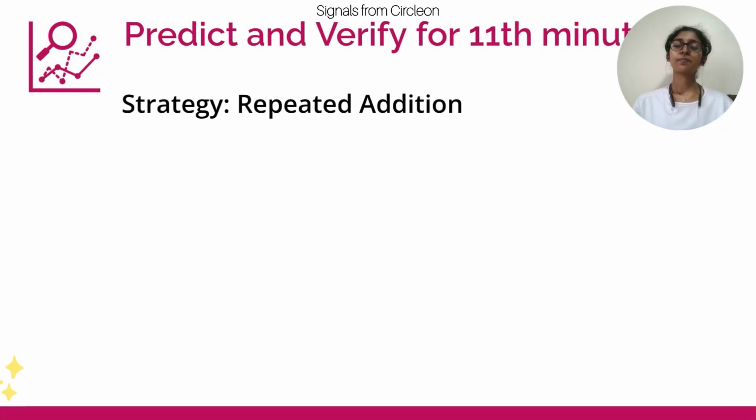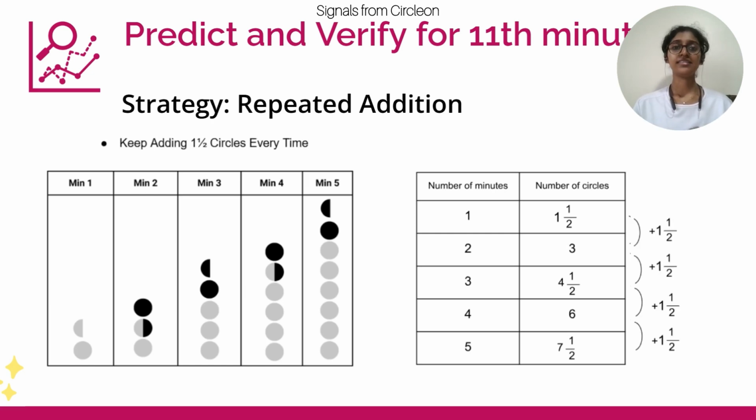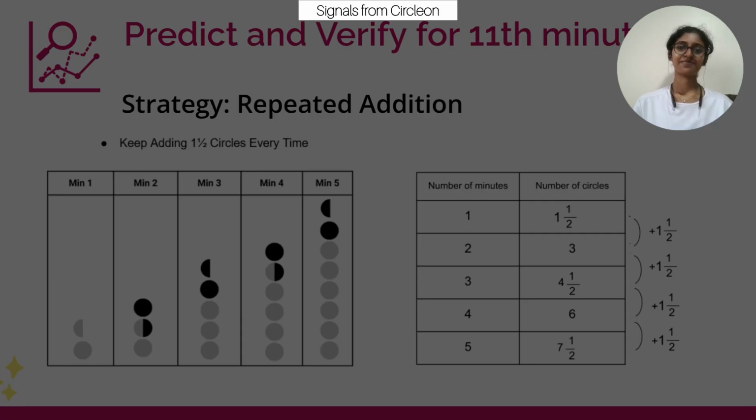So the first strategy is repeated addition. If you look at the table with the signals, it's very much understood that every minute the number of circles in each signal is increasing by 1.5 circles. So that means if we keep on adding 1.5 circles, 1.5 circles till the 11th minute, we will get the number of circles in the signal in the 11th minute. Now let's see what is the next strategy the students might use.